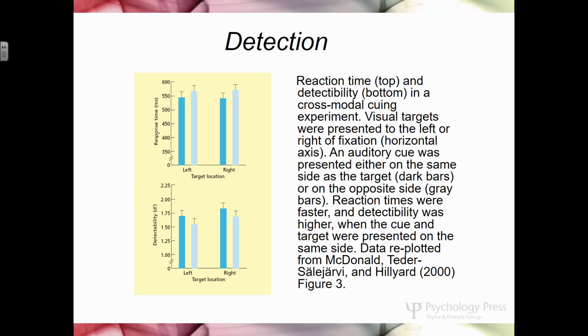This is simply a graph showing you that, not a big deal, so don't worry too much. Basically they present a light or something to one side or the other. It's going to be difficult for you to see, so it's not very bright, it's low contrast. You're not really able to tell whether it's there or not. And if they present that at the same time as an auditory stimulus on the same side, it's much easier for you to detect that it's there.